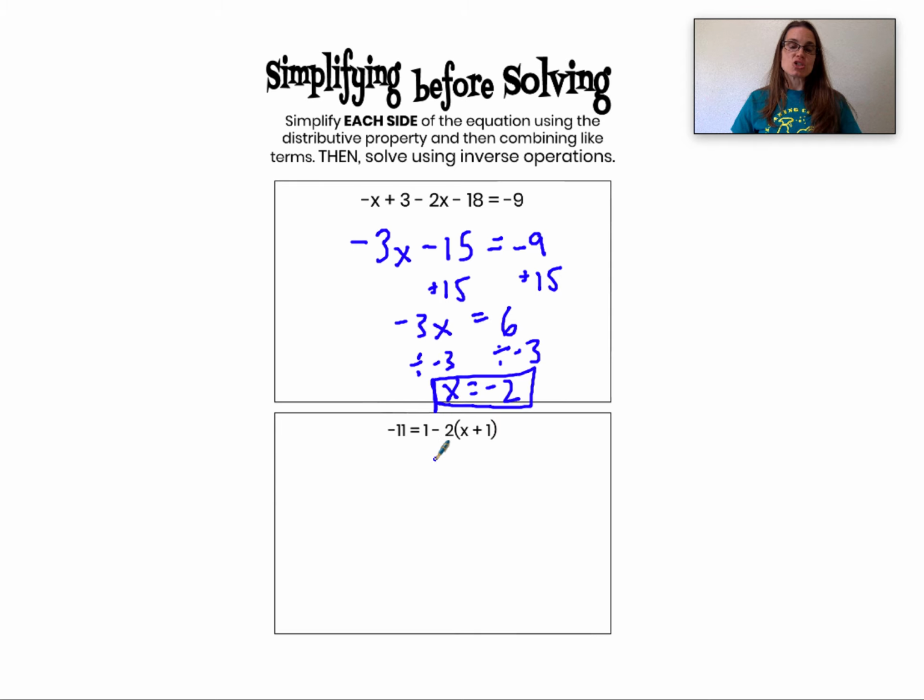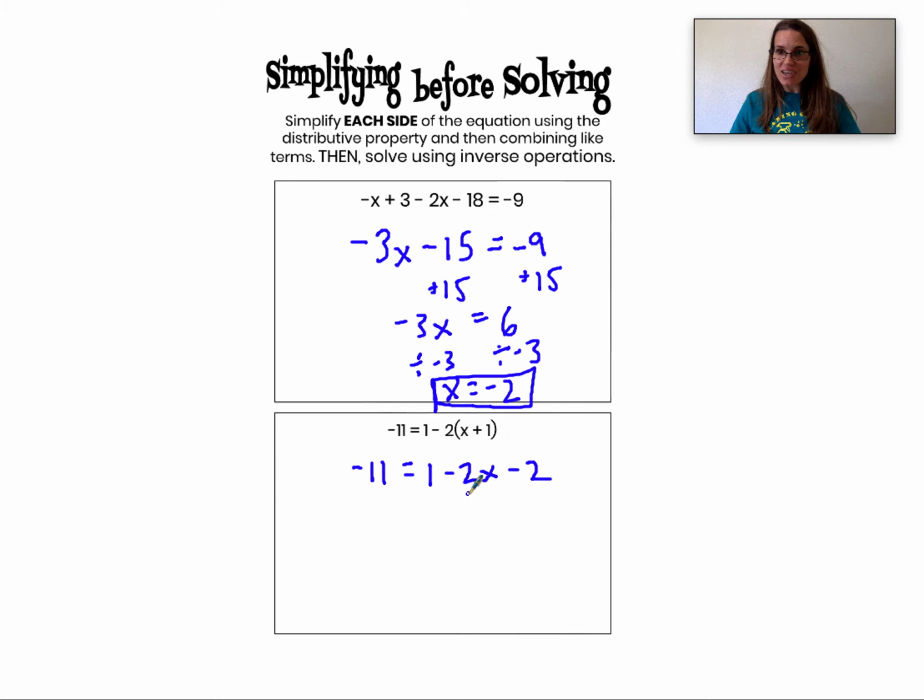Next example, I do need to use the distributive property first. The left-hand side doesn't need to be simplified. There's nothing to do, just negative 11. For the right-hand side, first I need to use the distributive property. Negative 2 times x, negative 2 times 1. So I have 1, negative 2 times x is minus 2x, and the negative 2 times 1 is minus 2.